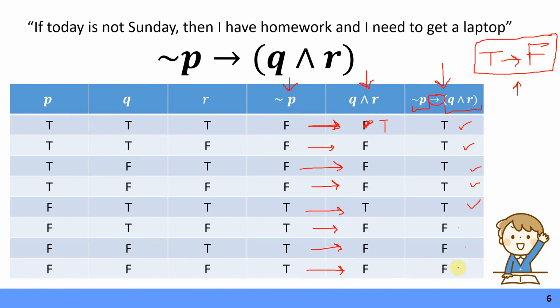So again, we had to rely on our previous knowledge of when a conditional is true and when a conditional is false. But after that, we made it. That's it. That would be the complete truth table for this statement.